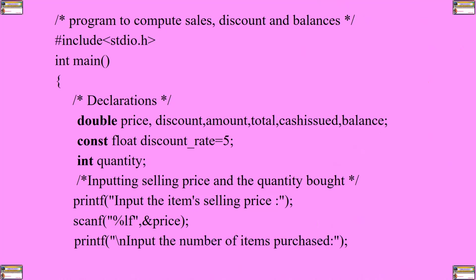Then the next statement to be displayed on the screen will be: input the number of items purchased. That's what printf does here. Then the user will key in a value. The value entered by the user through the keyboard will be read and stored in the memory location called quantity. And as you can see, that value should be a whole number.